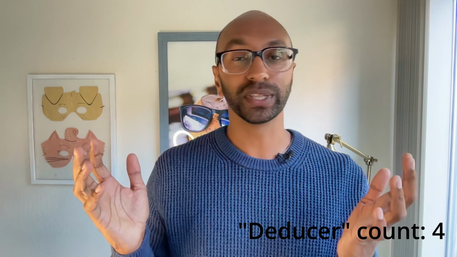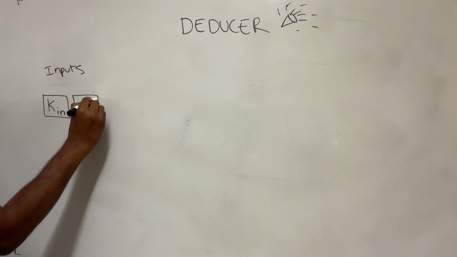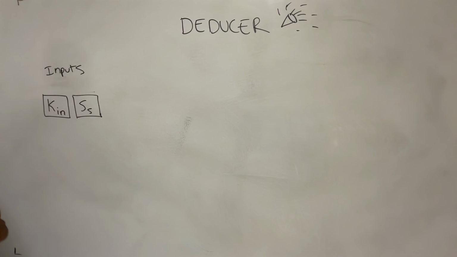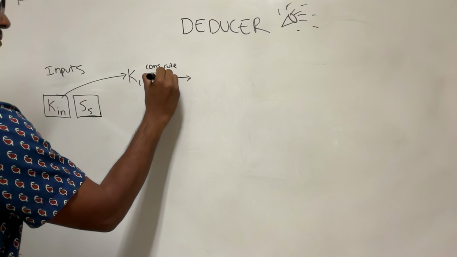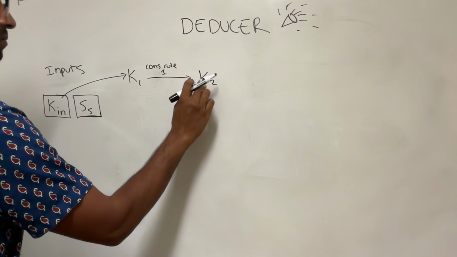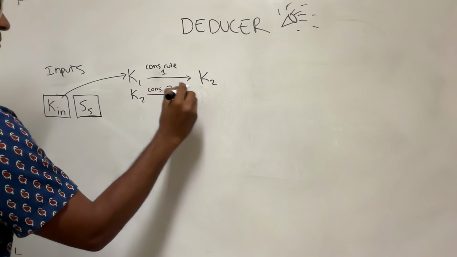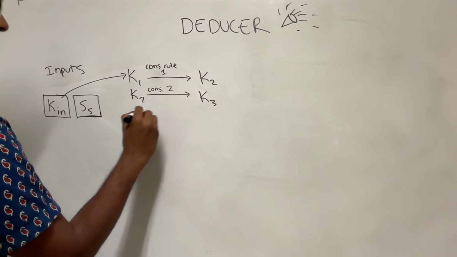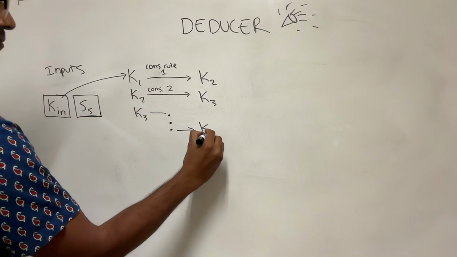So the deducer will look something like this. On the left will be our inputs to the function. We have the knowledge we know, we'll call k_in, and the suggestions, we'll just call s's. The first thing we'll do is run that knowledge through all the consistency rules. We'll take that knowledge in, call it k1, and we'll first run it through the first consistency rule. This will give us some knowledge out, which we'll call k2. We'll take k2 and pass it through the second consistency rule, which will give us k3. We'll take that and pass it through the third consistency rule, all the way through the consistency rules until we finally get kn.